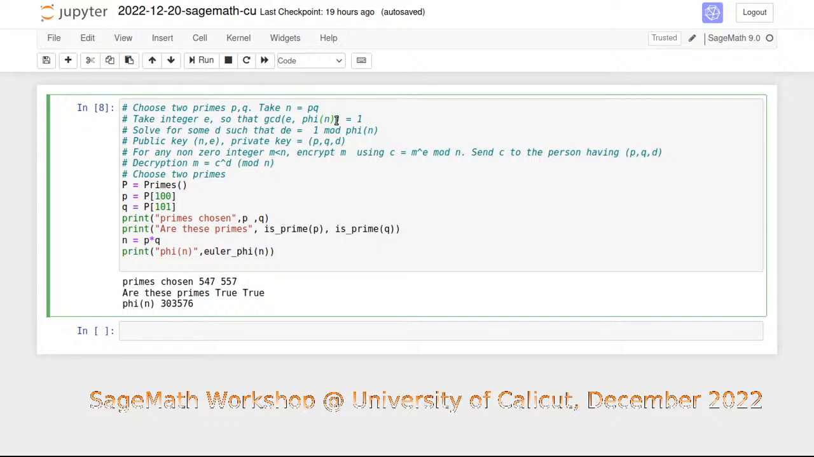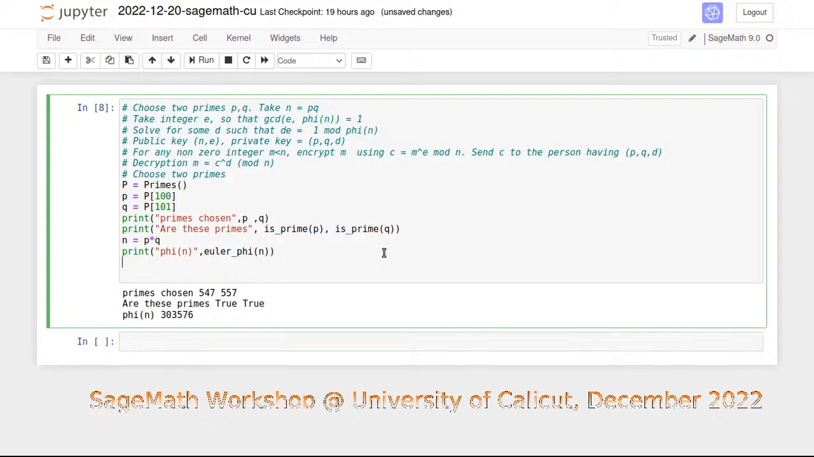Okay, my idea is probably clear to you. So my plan is to take a prime greater than phi of n, so that it will be definitely relatively prime to phi of n. If I choose a prime below phi of n, what will happen is that it's not going to be probably relatively prime to phi of n. Okay, choose a prime above phi of n.